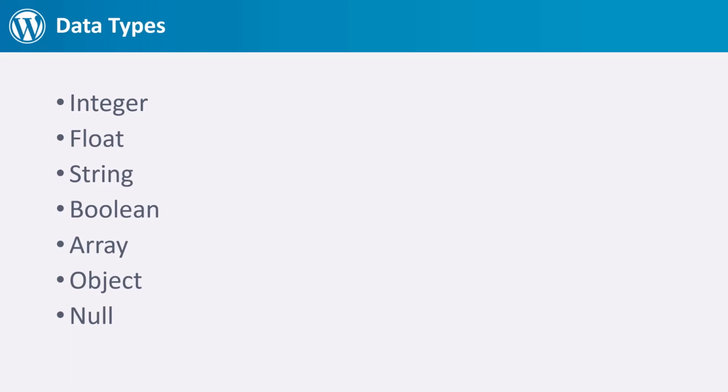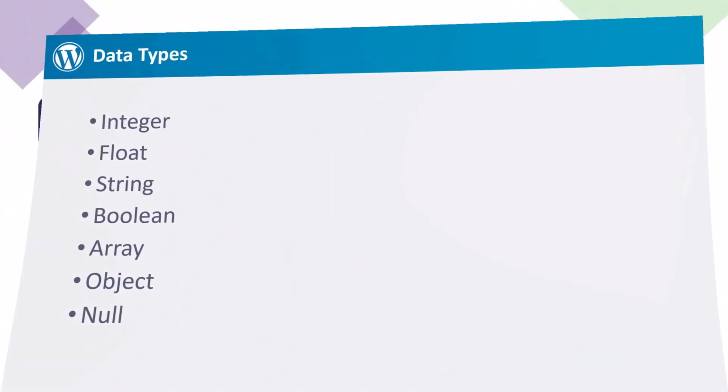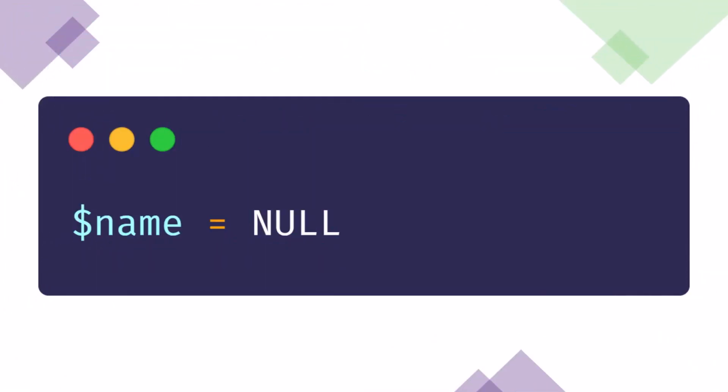The last data type is called null. A variable is null if it doesn't have a value. Here's an example of what a variable looks like without being assigned a value. It's optional to assign a value. If we decide not to assign a value, it'll be considered empty or null. You're still able to assign a value at a later time.